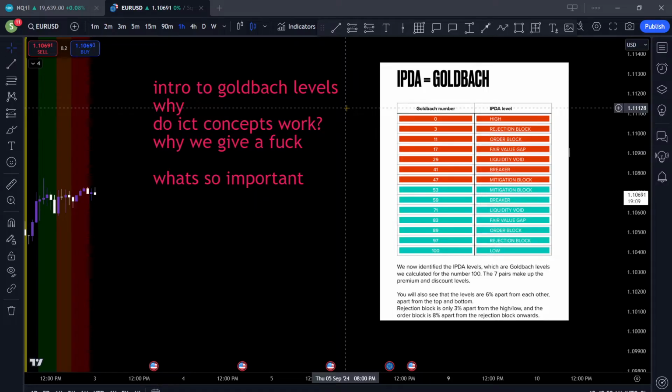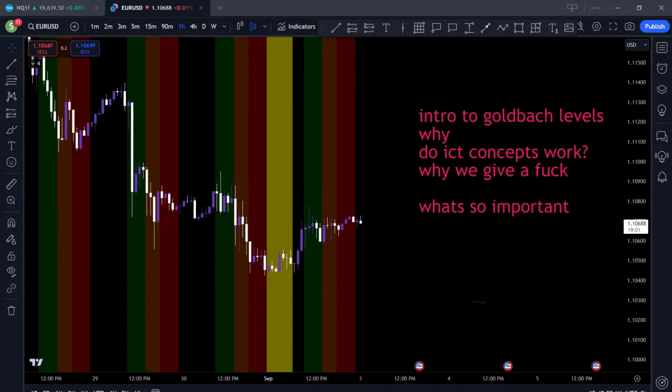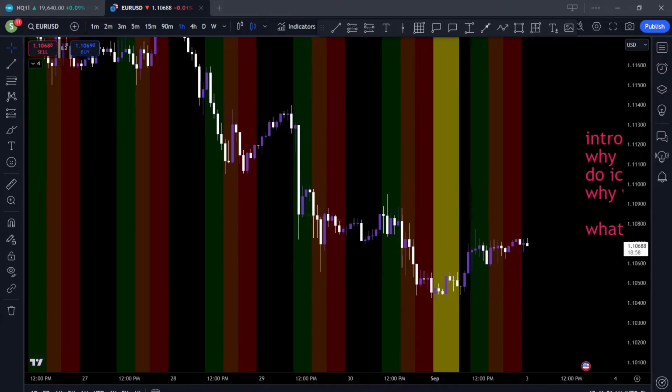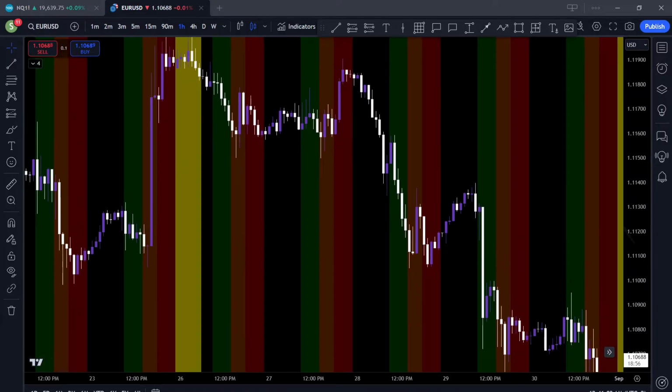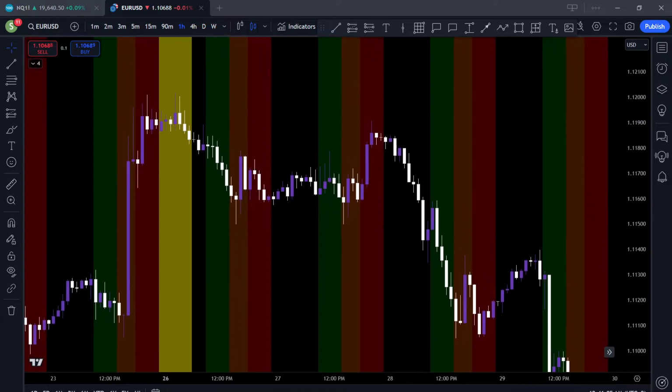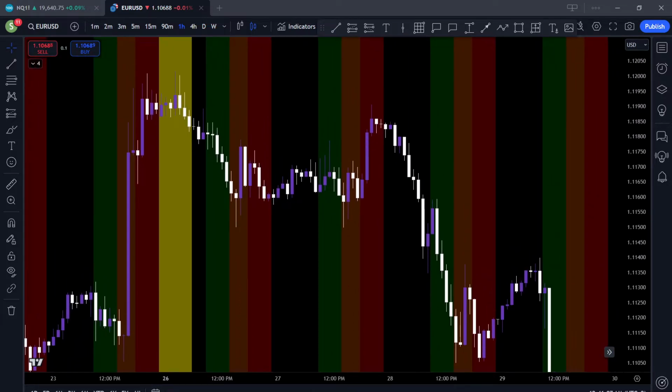But when we talk about ICT or we talk about PD arrays, right? A lot of times in the marketplace, when we first learn about ICT concepts, order blocks, fair value gaps, breaker blocks, it's interesting that you're learning bits and pieces of the algorithm, right?